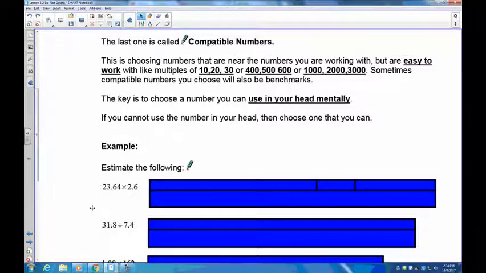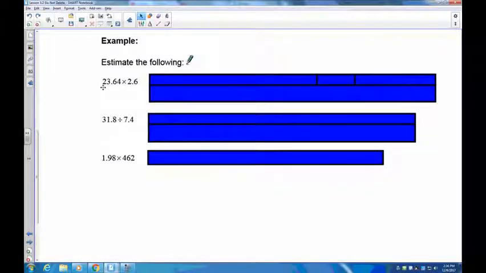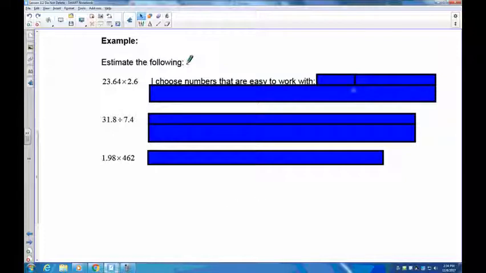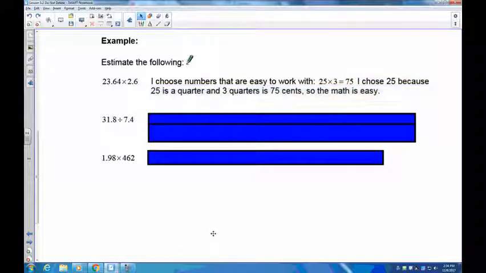So here's an example. Let's estimate the following: 23 and 64 hundredths times 2 and 6 tenths. First off, I want to choose numbers that are easy to work with. So I'm going to round 23 to 25, because that's an easy number to work with. And my 2 and 6 tenths, I'm going to round to 3, and 25 times 3 is 75. I chose 25 because 25 is a quarter and 3 quarters is 75 cents. So that makes the math very, very easy for me.